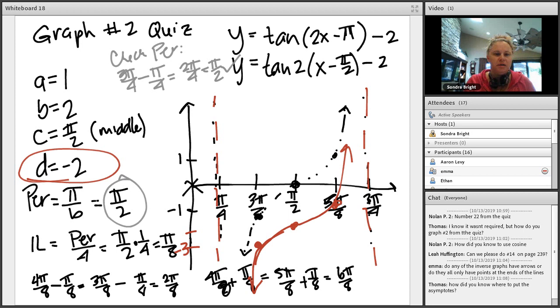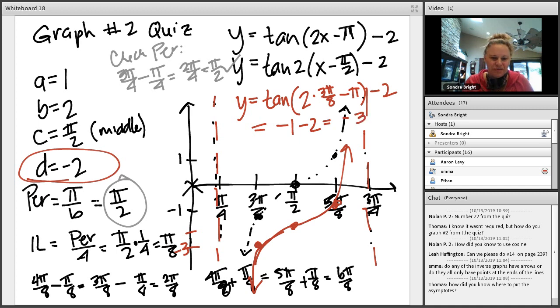And then you can walk away from these knowing you got them all correctly if you check a point. So if I check, let's go with 3 pi over 8. So y equals tangent of 2 times 3 pi over 8 minus pi minus 2. What would that be? 6 pi over 8, oh, no, 3 pi over 4 minus 4 pi over 4. That's a tangent of negative pi over 4, which is -1 minus 2. So did I say it was -3? Yes, it was. Check. I checked my point, and so everything works out perfect.